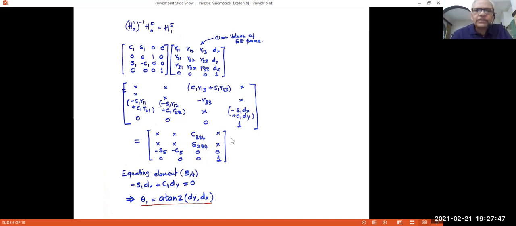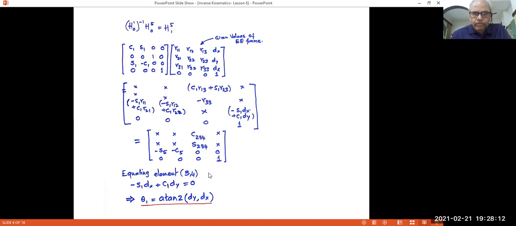What is the effect of this? Well, if you look at this 3, 4 element and compare, this is equal to 0. So straight away this will give us an expression: minus S1 dx plus C1 dy is equal to 0, or S1 dx is C1 dy, or dy by dx is equal to tan theta 1. We can also write it as theta 1 is atan2 of dy comma dx.